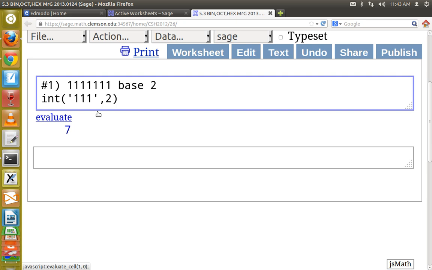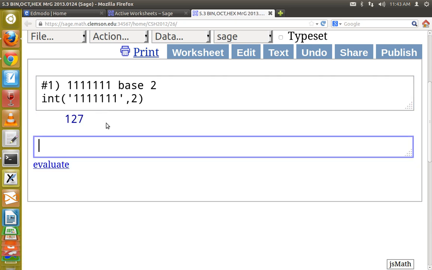But we want 7 ones? Boom. 127. Now look at this pattern. The 1's place, 2's, 4's, 8's, 16's, 32's, 64's. What would be the next one? What's 128 minus 1? That always works out. If you have 7 bits, the largest number you can represent is 2 to the 7th minus 1.